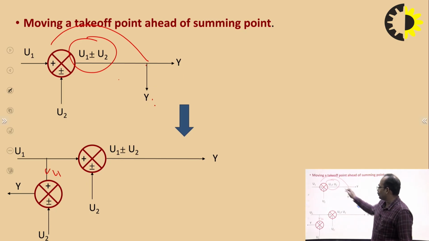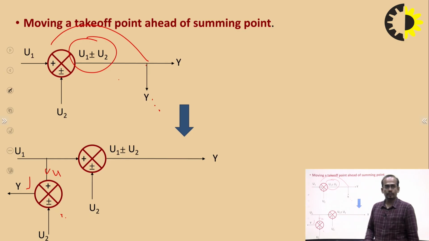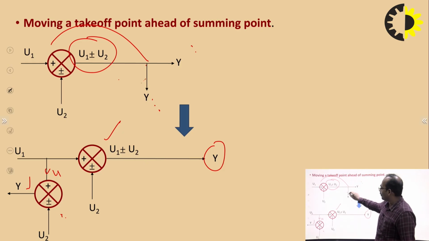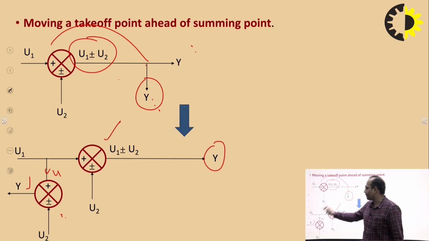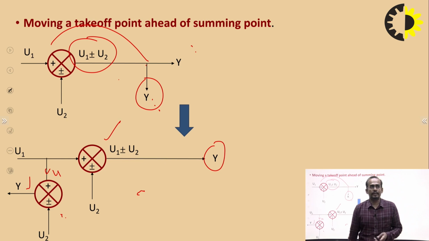I should get u1 plus minus u2. For getting this u1 plus minus u2, I have to use a summing point with the input u2. Then you can get the output y as u1 plus minus u2. And this u1 plus minus u2 is the same and the output is the same. So the output of the summing point is the same, but the output of the takeoff point will change if I am not going to use this summing point after the takeoff point in the connection of the takeoff point.